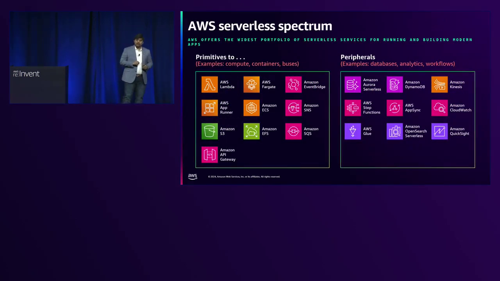AWS offers the widest portfolio of serverless services for running any application possible. So you have various different building blocks. You have primitives such as compute, containers, or event buses. For example, you can run a function by leveraging AWS Lambda, where it takes care of the underlying compute resources for you. Or maybe you want to run a Docker image. You can leverage AWS Fargate to run those container images in Amazon Elastic Container Service or Amazon Elastic Kubernetes Service, etc. So you also have various event buses such as Amazon EventBridge, etc.